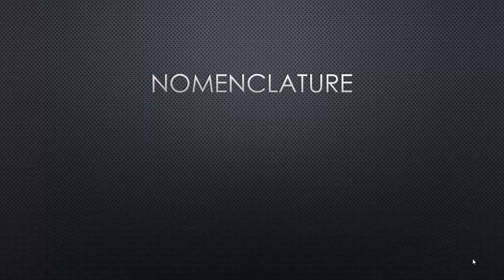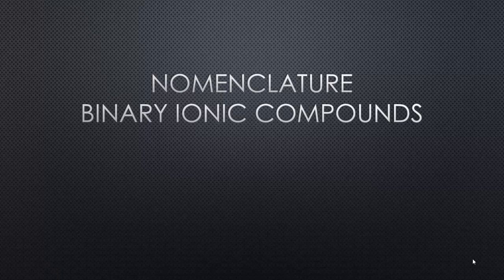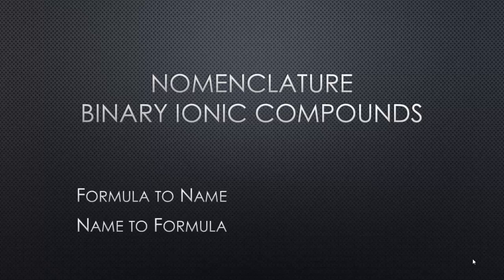This is the fourth in the series of videos on nomenclature. We're continuing with binary ionic compounds, which means the two components are an anion and a cation. In this video, we're going to go from formula to name to formula, and we've done this for monoatomic ions, but this time we're going to add polyatomic ions.